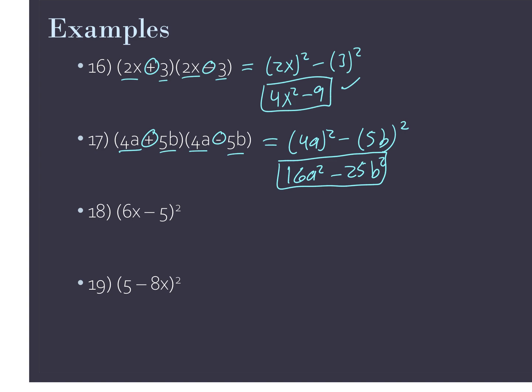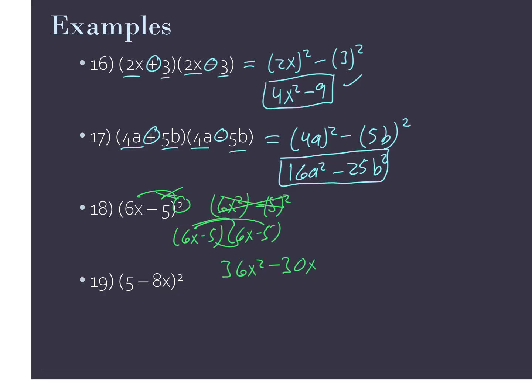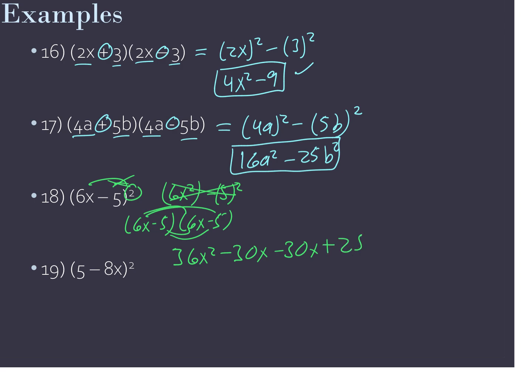All right, now when you look at something like number 18, all right, do not distribute that square and say that this is 6x squared minus 5 squared, right? You cannot do that, right? What you can do instead is you can write it twice and FOIL it, right? Let's say I had something like this and I choose to FOIL it. We end up with a 36x squared minus 30x, another minus 30x, and then a plus 25.